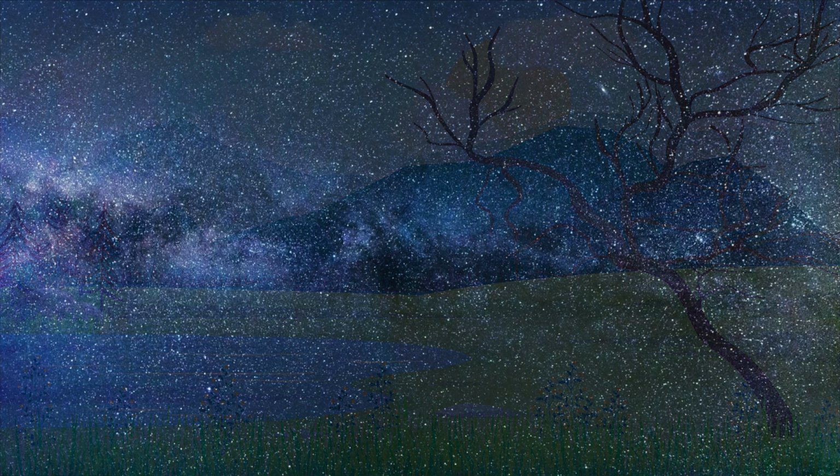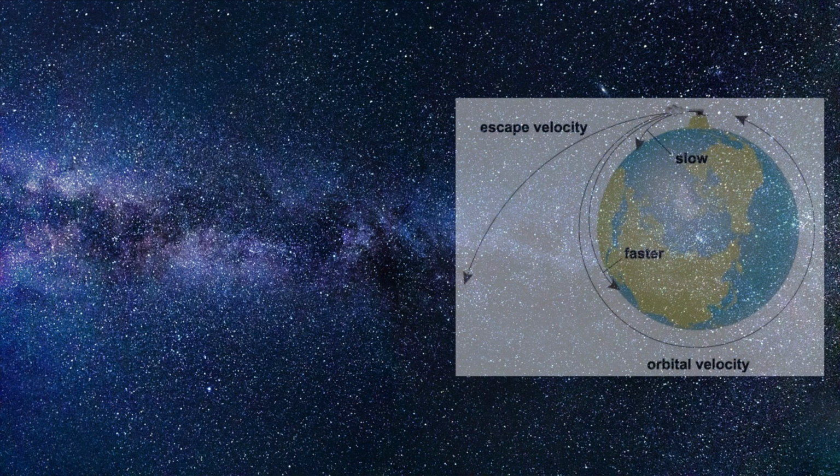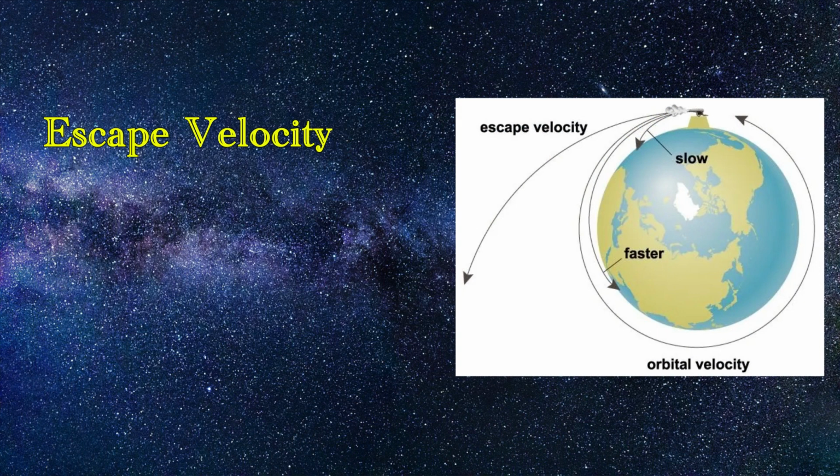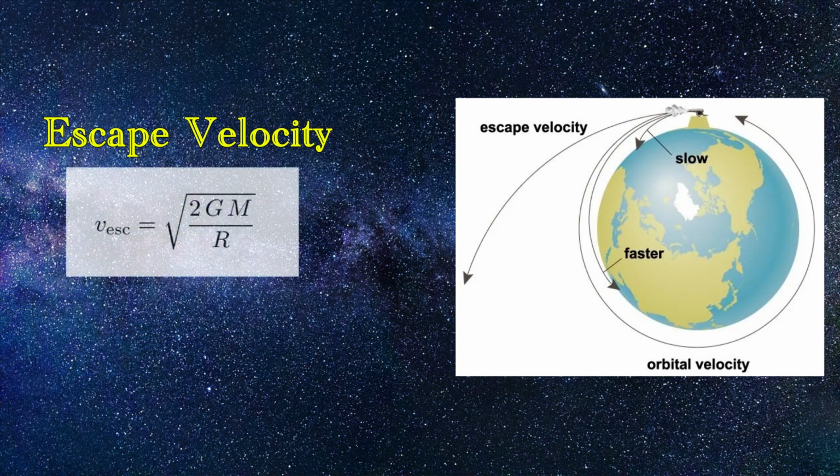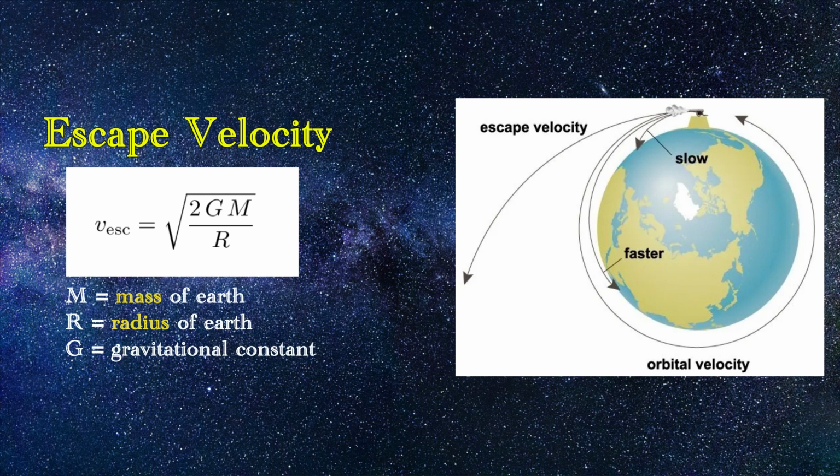The minimum speed required to do this is called the escape velocity. Mathematically, the escape velocity v is equal to the square root of 2GM by r, where M is the mass of the Earth and r is the radius of the Earth. So we can see if the M is higher, escape velocity is higher. Also, if r is lower, that is, the object is more compact, the escape velocity is again higher.